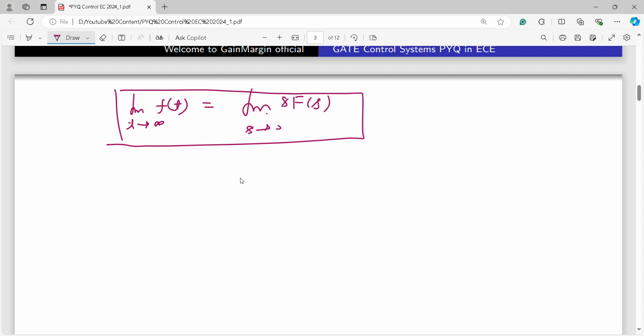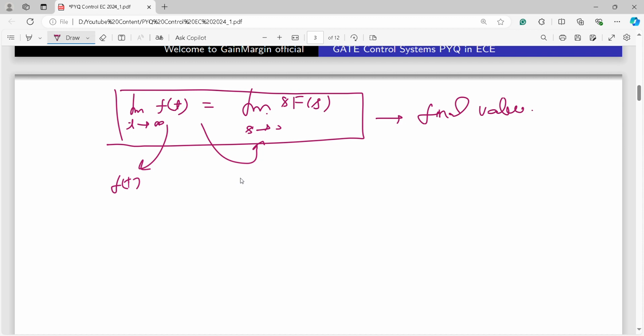So the point is that when t tends to infinity, we need to find the final value of any function. In the time domain we can find it, but in a differential equation it's difficult to solve. So rather than going for a differential equation, we can go for an algebraic equation and then easily find it. But the point is that the final value theorem cannot be applied directly to all transfer functions.